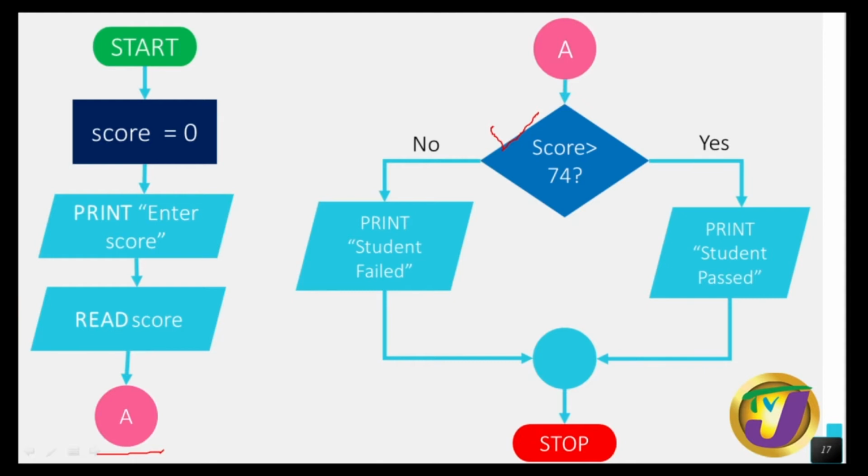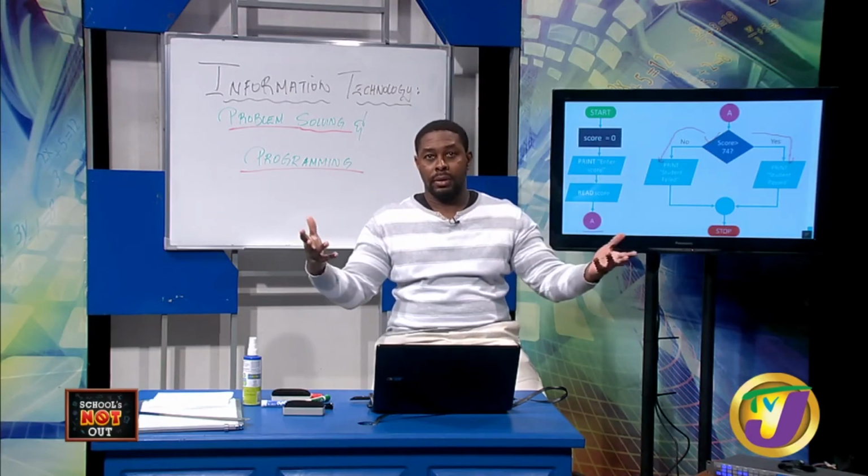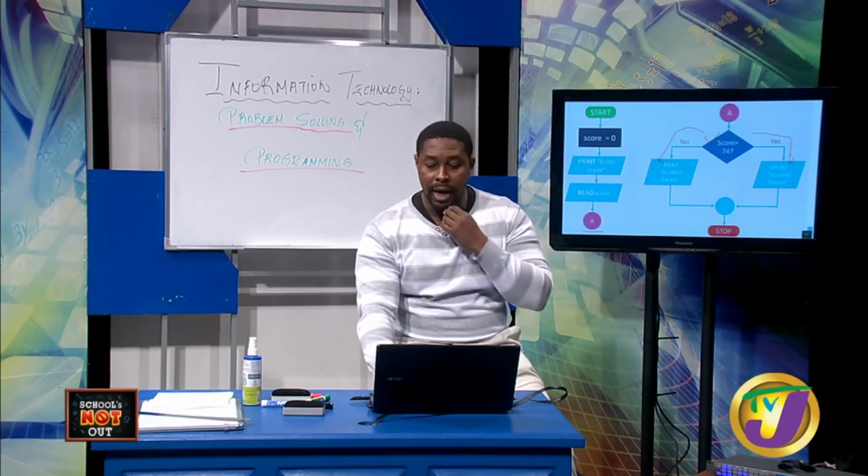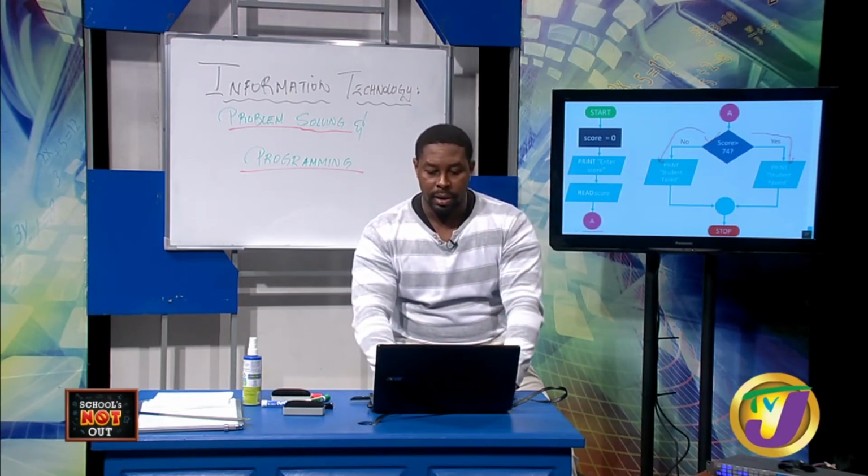So we're answering the question here then. So we're saying, is score greater than 74? If the answer is no, then we follow the no path that leads us to saying student has failed. But if the answer is yes to that question in the diamond, and of course, remember, it is score greater than 74, then the path goes on to yes instead of going to no. And in this case, we're saying what? Print student passed. And all that leads to a connector that goes to stop.